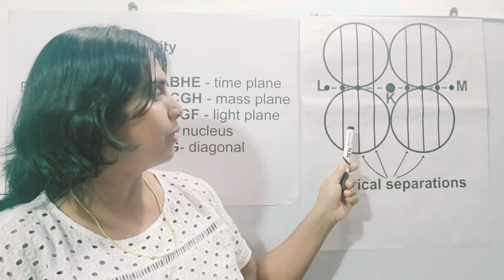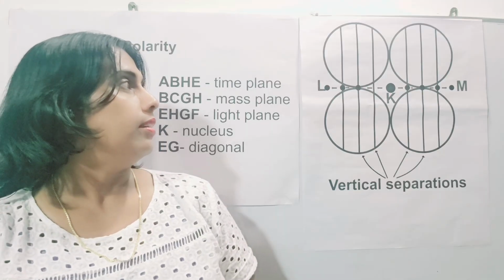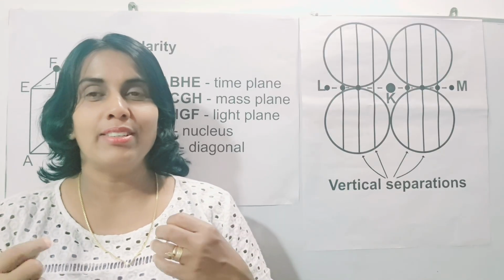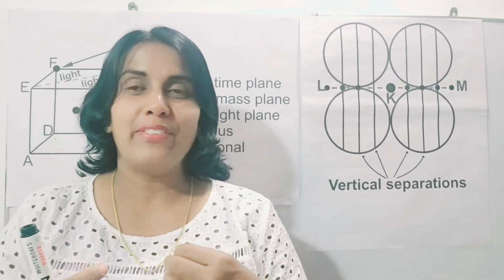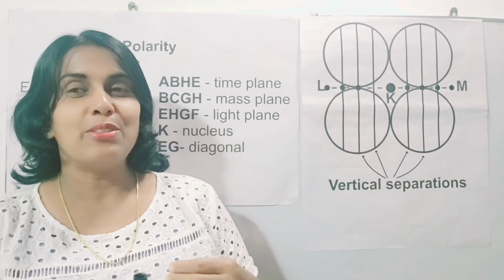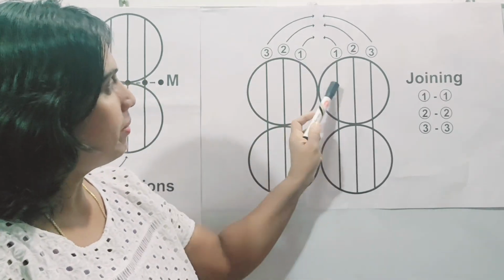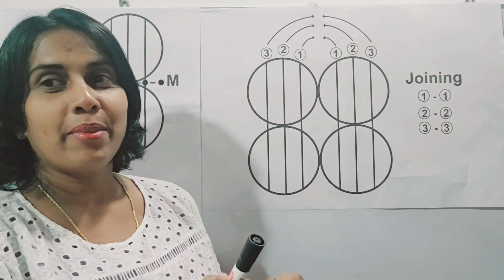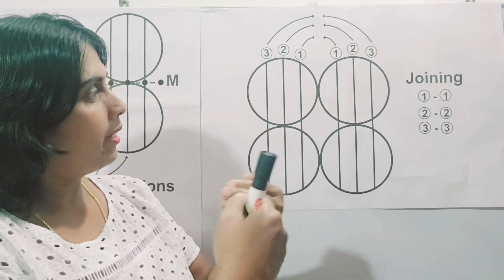As a result, this four teeth structure, the separated structure, gets curved. You know, our top and bottom sets of teeth are curved. So that is how the teeth structure turns into a curved shape. This is how the vertical separations join with each other due to the polarity of the force cube, making the upper and lower sets of teeth curved.